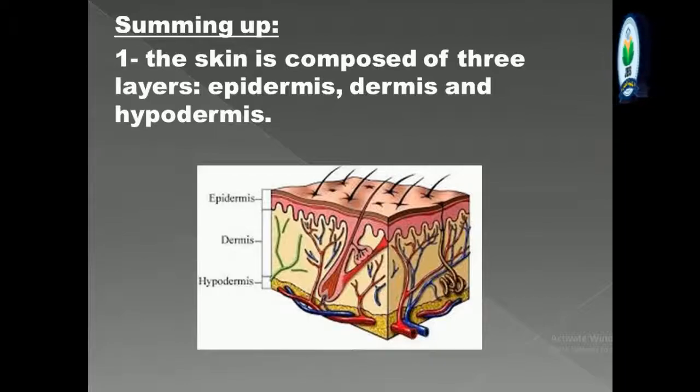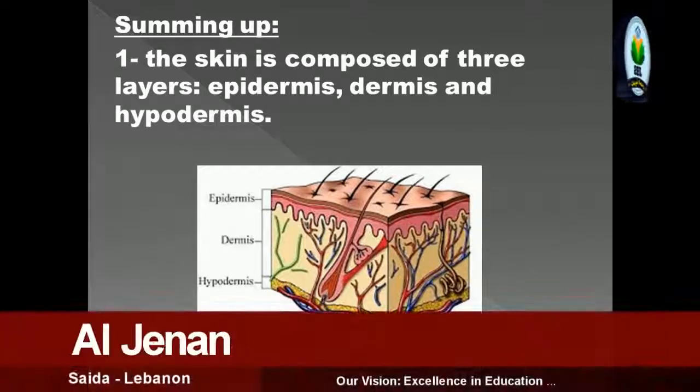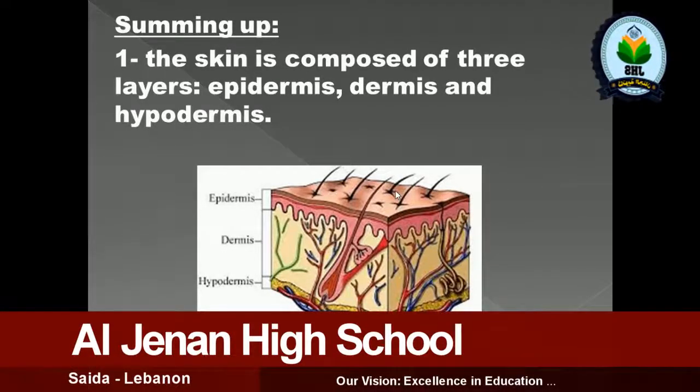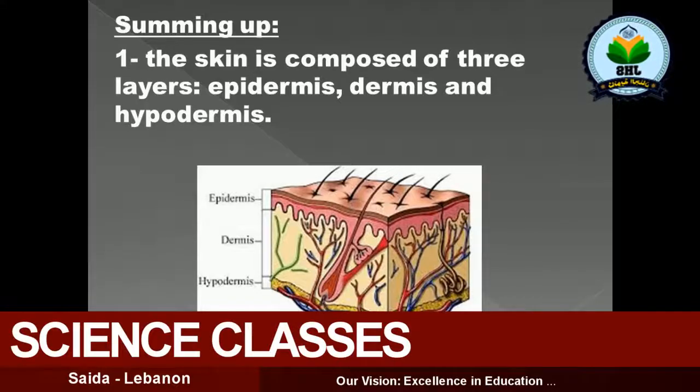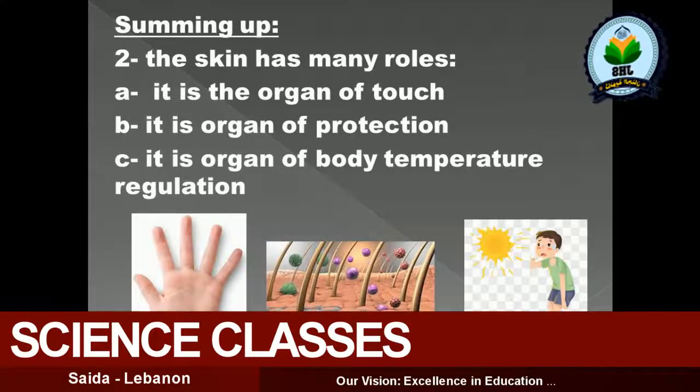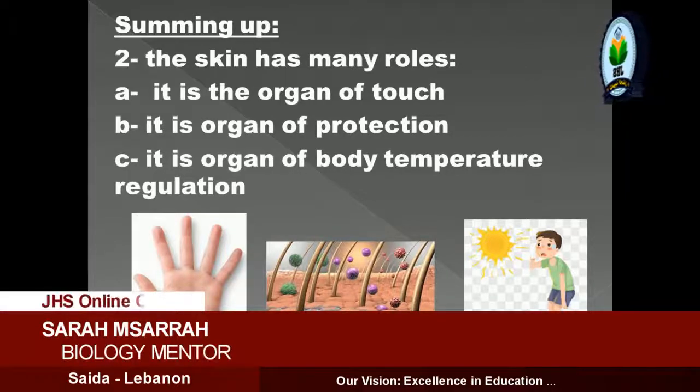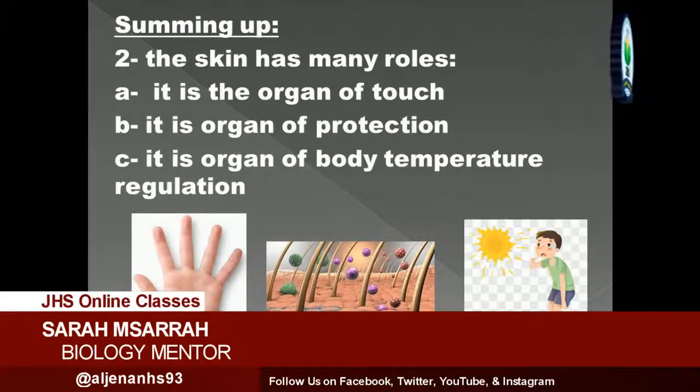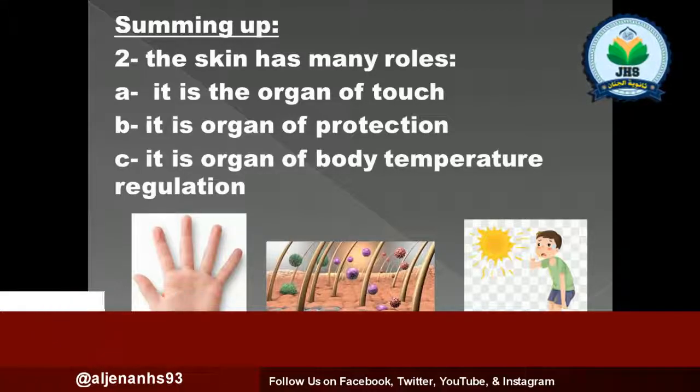Summing up for the lesson. Number 1, the skin is composed of three layers: epidermis, dermis, and hypodermis. Number 2, the skin has many roles. It is the organ of touch, it is the organ of protection, and it is the organ of body temperature regulation.